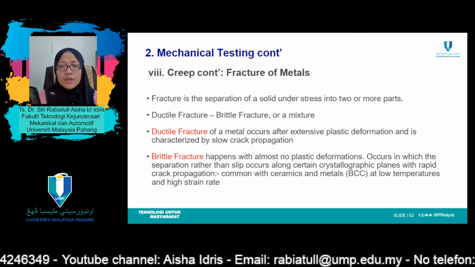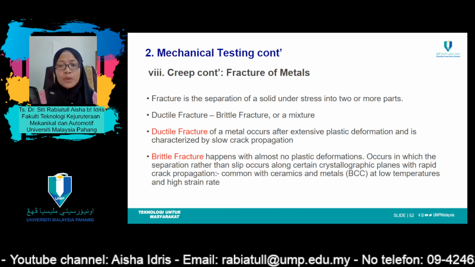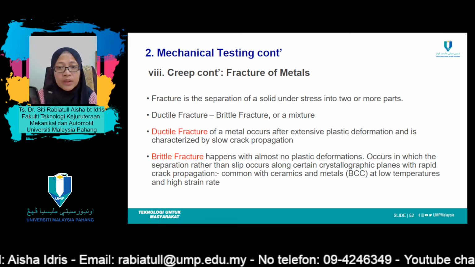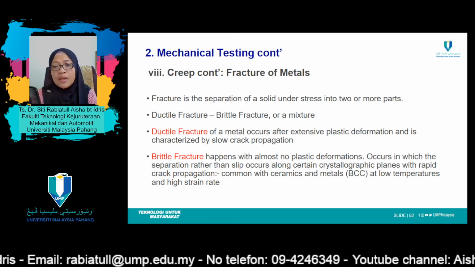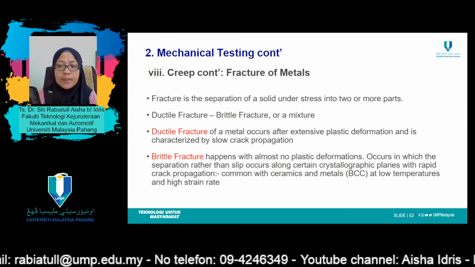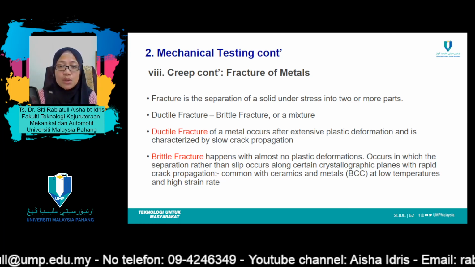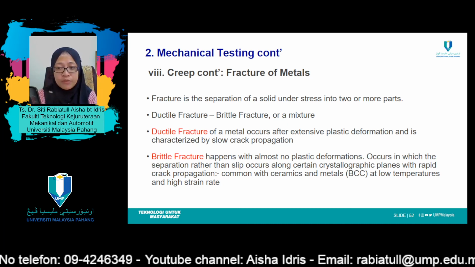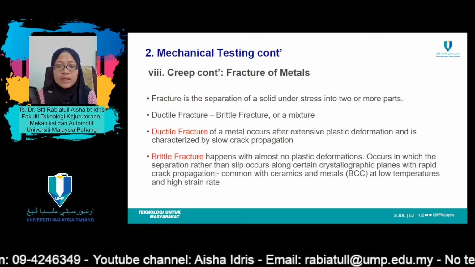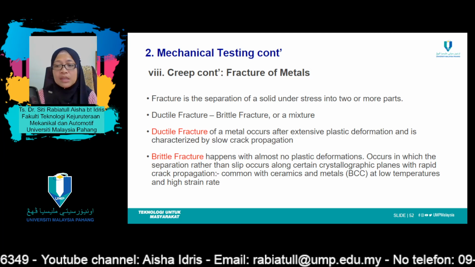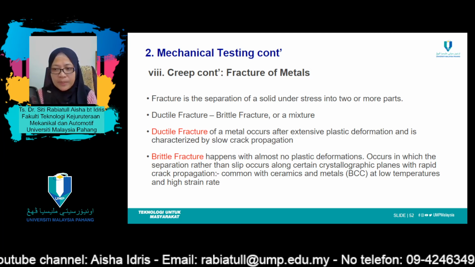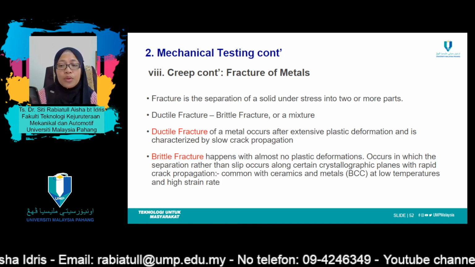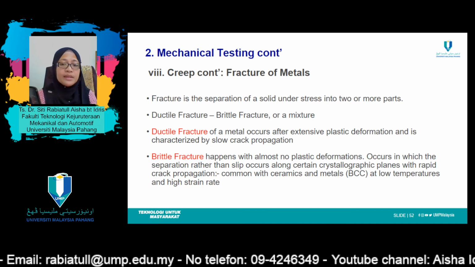As for fracture due to creep, we can find whether it is brittle, ductile, or a mixture of ductile and brittle. Ductile fracture occurs after extensive plastic deformation and is characterized by slow crack propagation, whereas brittle fracture happens with almost no plastic deformation, in which separation rather than slip occurs along certain crystallographic planes with rapid crack propagation. For example, ceramics or metals with BCC crystal structure at low temperatures and high strain rate.